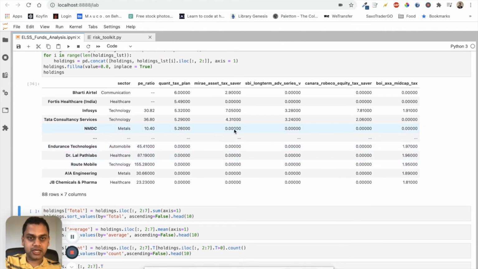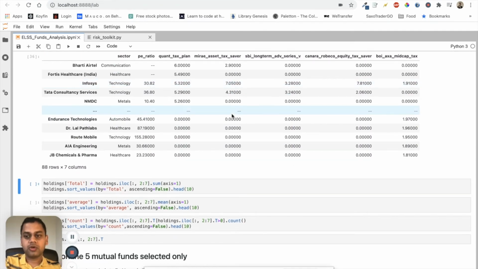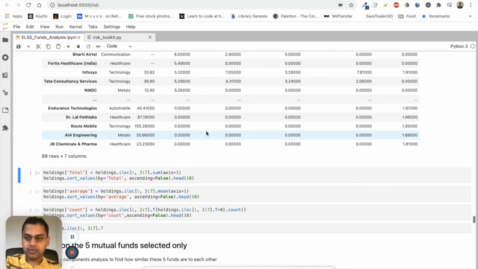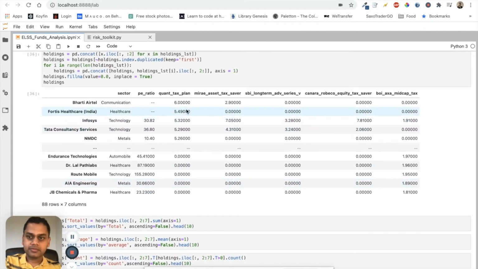If we put all of these 5 funds together, they have 88 different stocks, and this table essentially summarizes the percentage holding in each of these stocks, ranging from 0 to whatever percentage it has. Now we're going to calculate 3 things. If you put all of this together, what is the total holding in Bharti Airtel or each of these stocks? And that's what we're going to do.